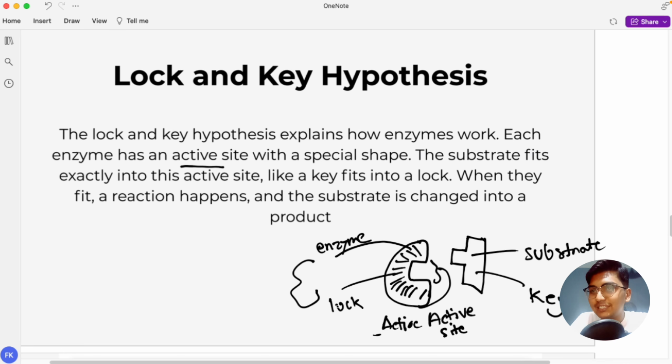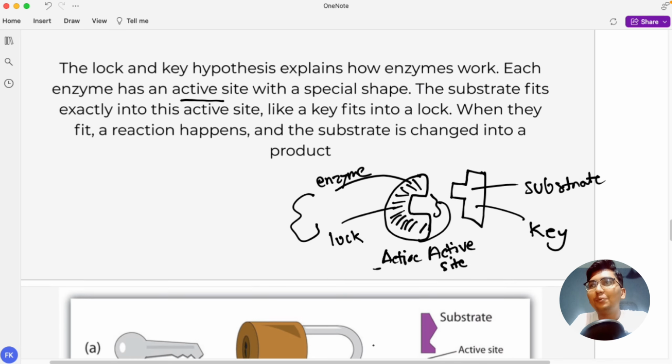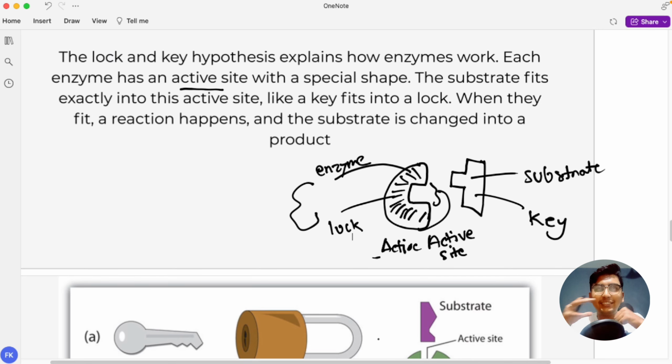So don't forget this. In the lock and key hypothesis, the substrate fits exactly into the active site just like a key, and the enzyme acts as a lock. So never mess up this concept.